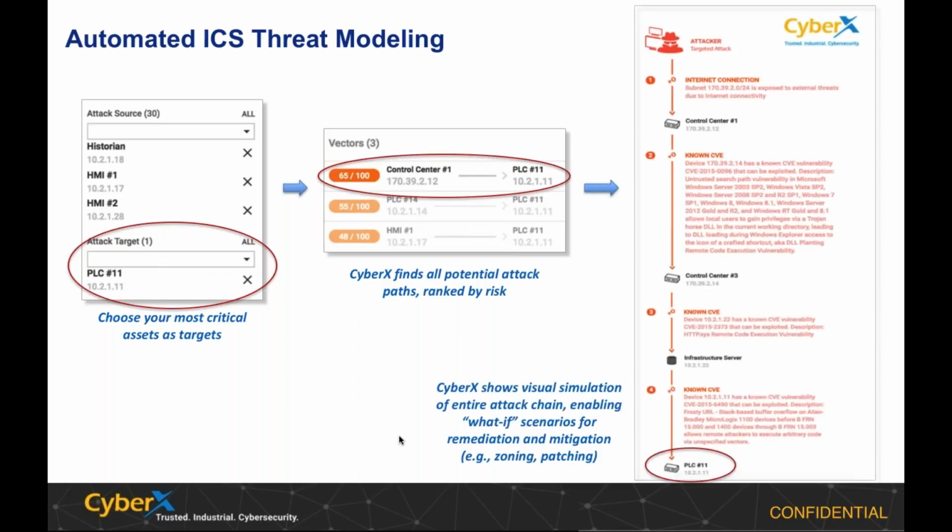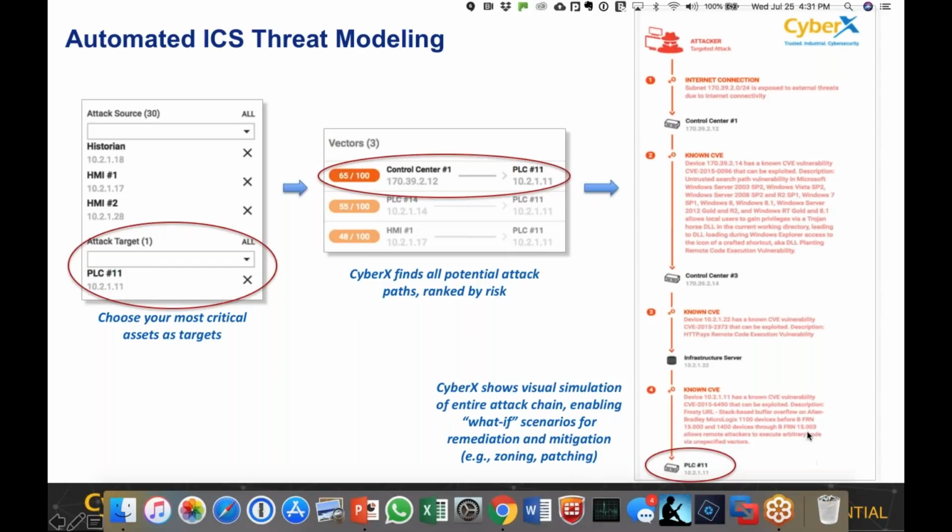The system then comes back and says we found 3 different attack vectors, or 3 different paths that an attacker could take to get to this PLC number 11, ranked by risk. And then it draws a picture specifically of how the attacker, in this case starting with a subnet that's exposed to the internet, would go through various devices, exploiting known vulnerabilities at the Windows level initially, and then finally at the PLC level itself to compromise that device.